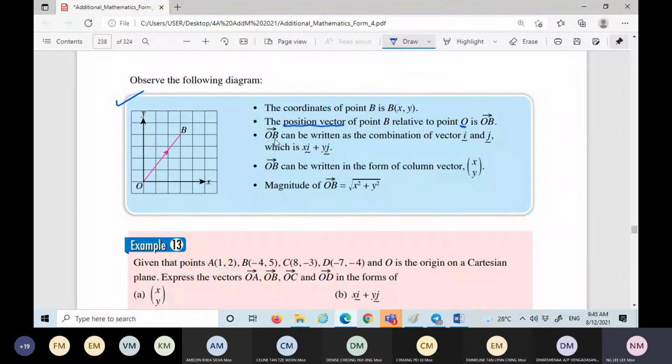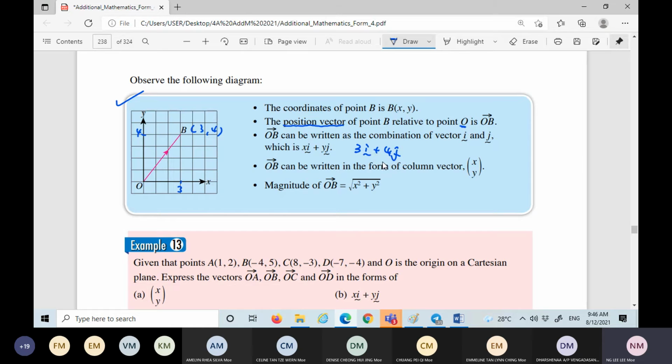So this vector OB can be written as a combination of the vectors i and j. The i and j are just now that one, 1 unit, 1 unit, which is xi plus yj. Let's say here 1, 2, 3, and 1, 2, 3, 4. The B here is (3, 4). Correct? Here is 3, here is 4. Therefore OB here, you can write as 3i plus 4j. Actually, it follows your coordinates.